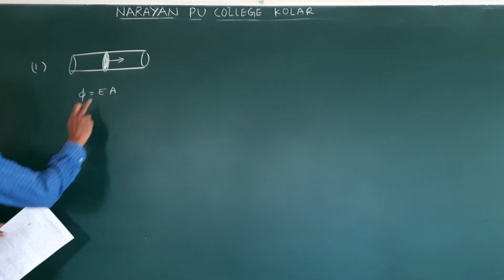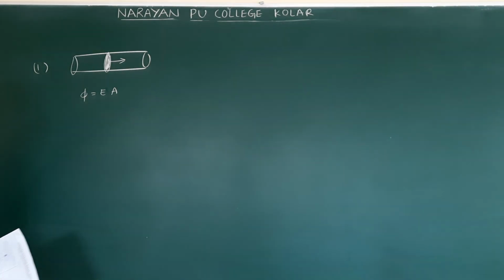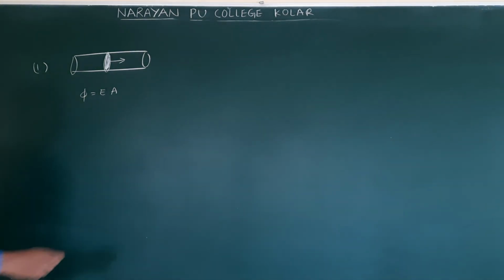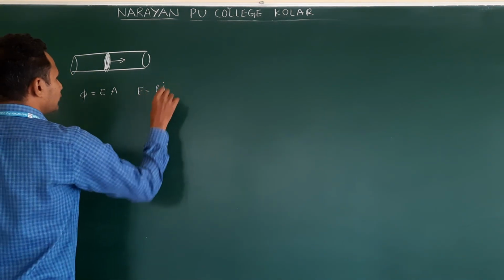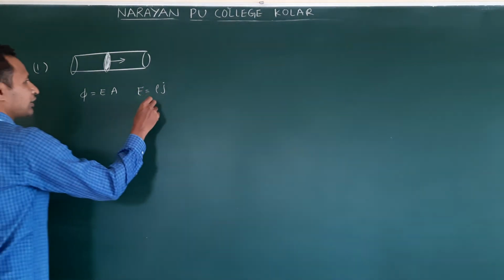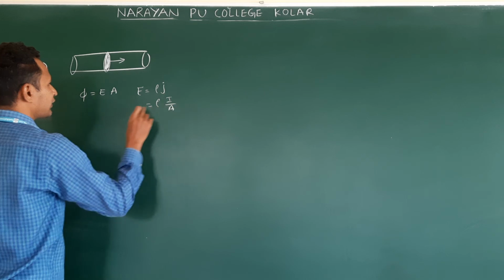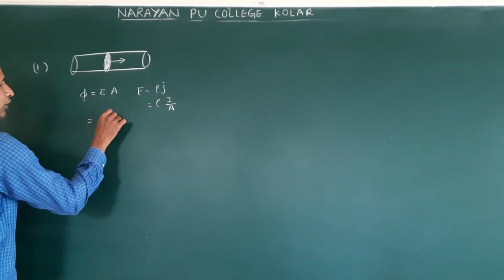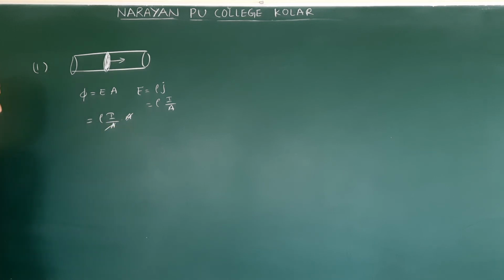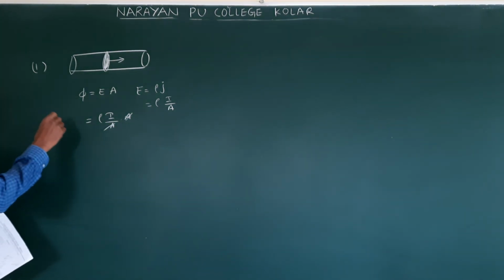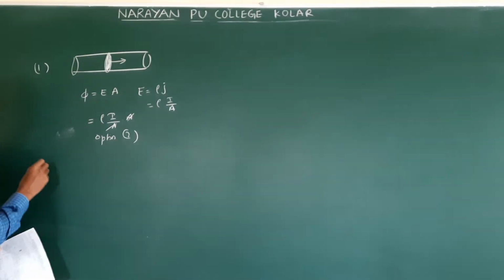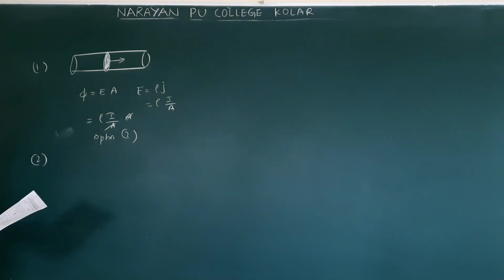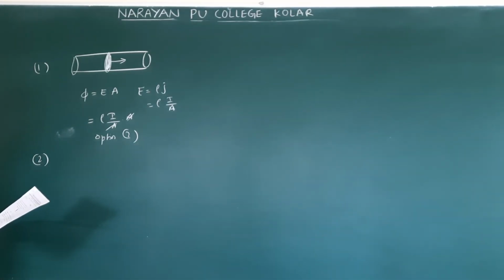And they mention resistivity. What is the relation between E, resistivity and J? E is equal to rho into J. Okay? J is I by A. Substitute this: rho I by A into A, A cancels. So it is rho I. Option 2 is correct for this question. Option 2.